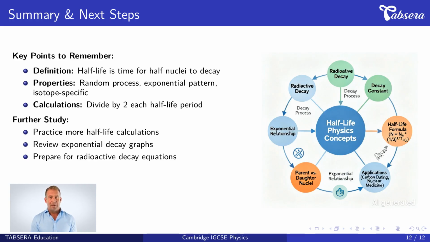Half-life represents a random process for individual nuclei but follows predictable exponential patterns for large samples. Each isotope has its own unique half-life value. Third, the calculations. For each half-life period that passes, divide the remaining nuclei by 2. This simple rule solves most half-life problems.